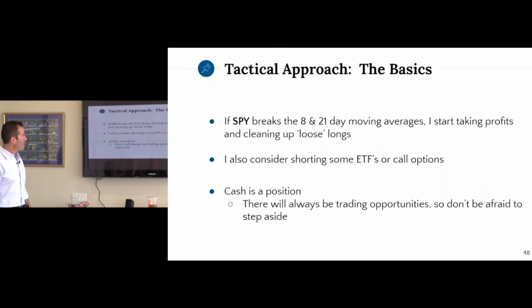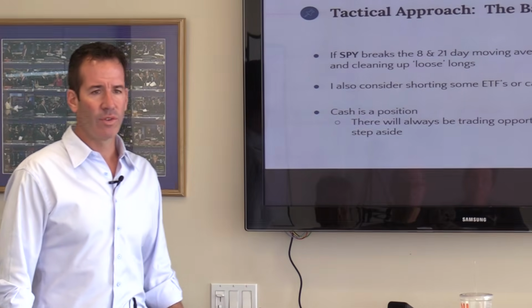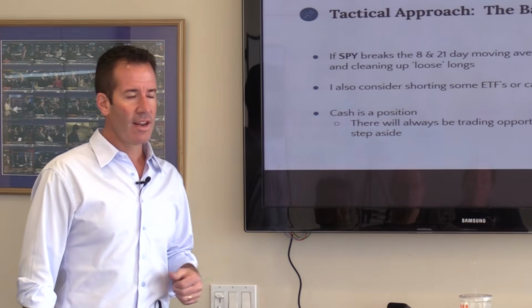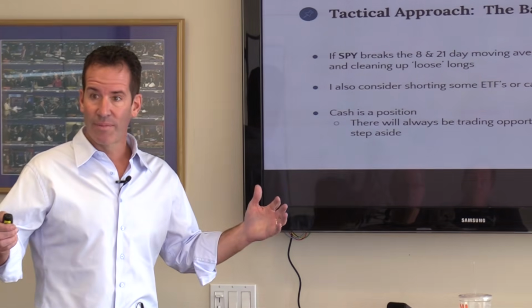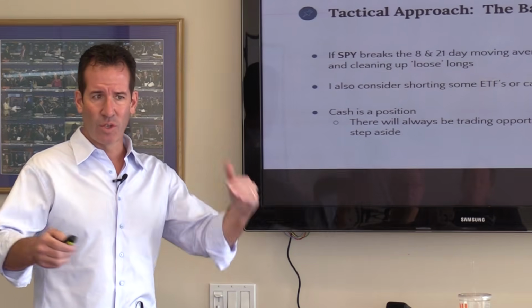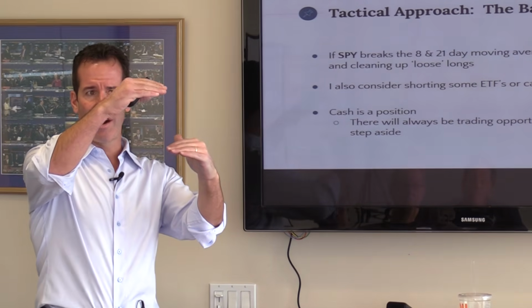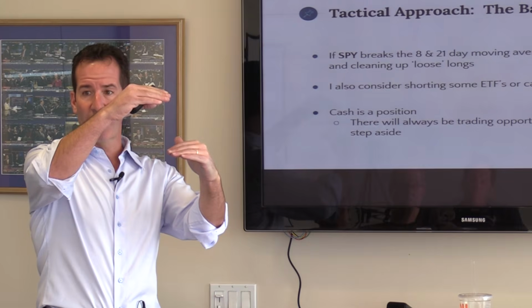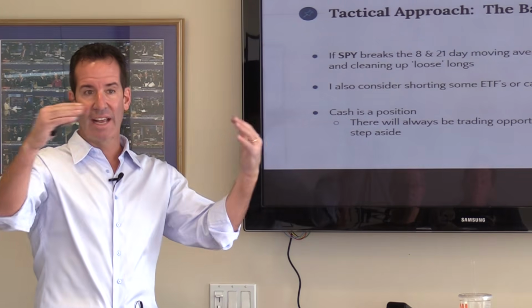All right, so tactical approach. If SPY breaks the 8 and 21 day moving averages, I start taking profits and cleaning up loose longs. I also consider shorting some ETFs, or shorting some calls, which some of you have seen me do more of. Some guys ask, Red Dog, why do you short calls in the SPYs? The risk is limitless. I'm like, well, it's the same exact thing. If I shorted the SPYs here, I'm shorting calls there. I could be wrong for a little bit and still be right. So I only do that at key times.